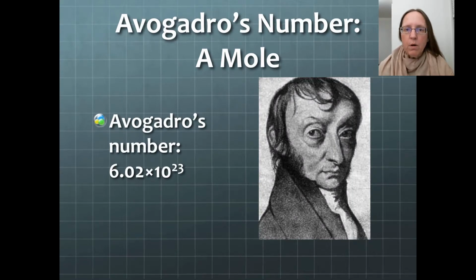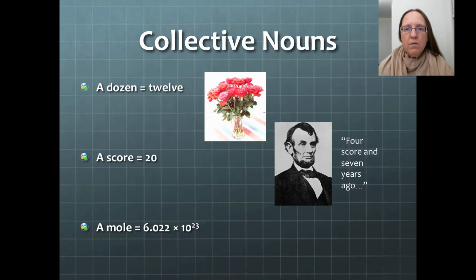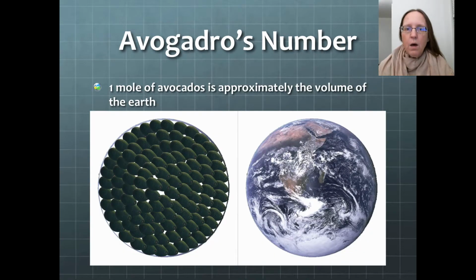This number, 1 mole, or Avogadro's number, is simply a unit for counting things, very small things. Think of it like a dozen. It is just a name for a particular number. It happens to be a very large number. A mole of water drops would be the volume of all the oceans. A mole of avocados would be the volume of the earth.